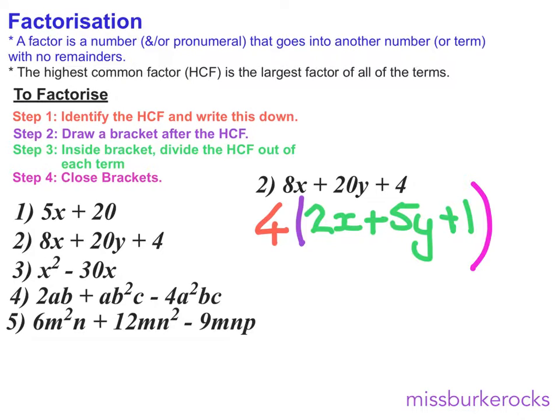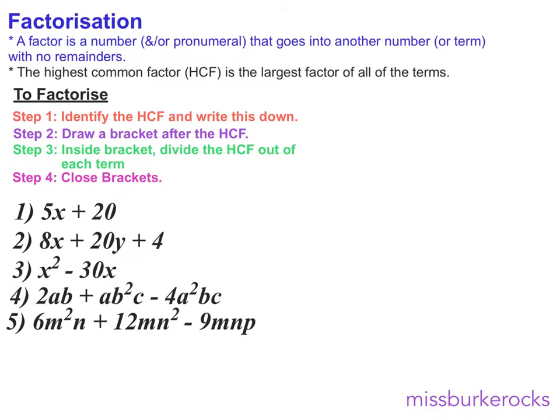I'm going to look at doing number 3 now. So example 3 is x squared take 30x. So looking at our highest common factor, we can actually see that there aren't any numerical factors, but we can see that x goes into both of our terms. So that is going to be our highest common factor. So we write our x down. So I've got x squared take 30x. That's the only thing that's a common factor within them.